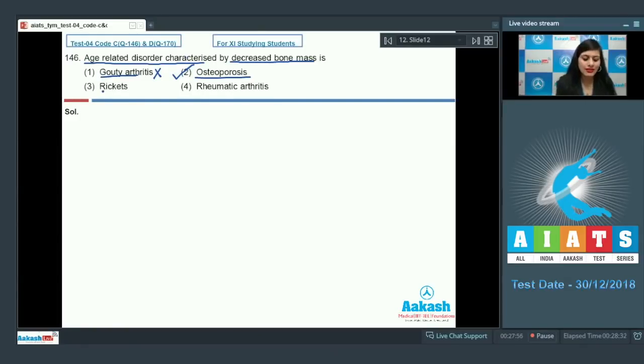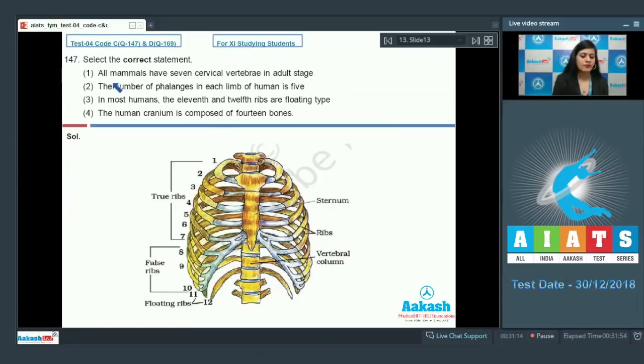The next option given is rickets, and this is also an incorrect option, because rickets is observed in children in case of calcium deficiency. The next option given is rheumatic arthritis, and this is also an incorrect option, because rheumatic arthritis is an autoimmune disorder. So the correct answer to this question is option number 2. Let's discuss our next question.